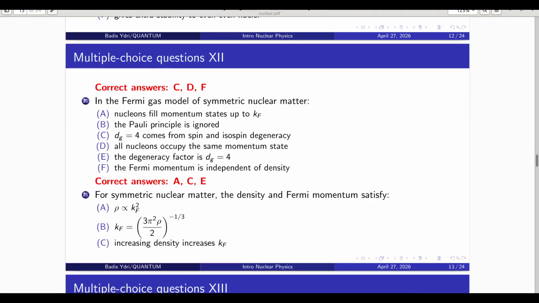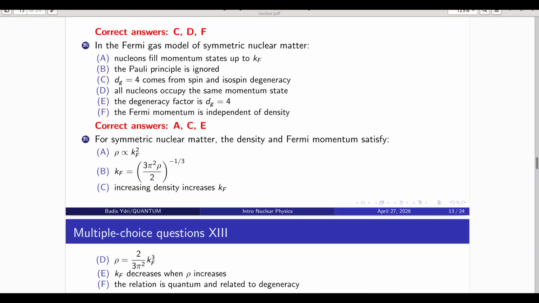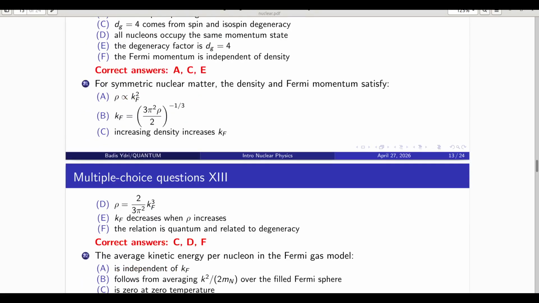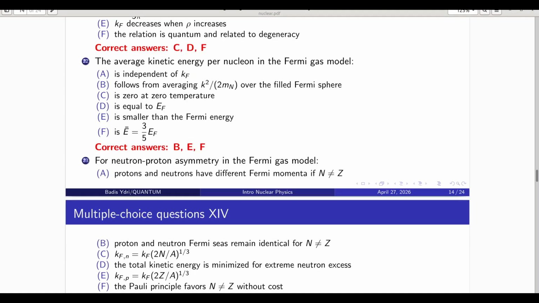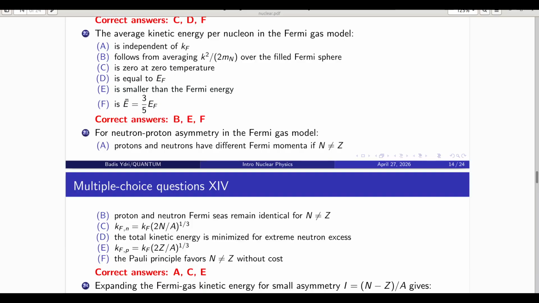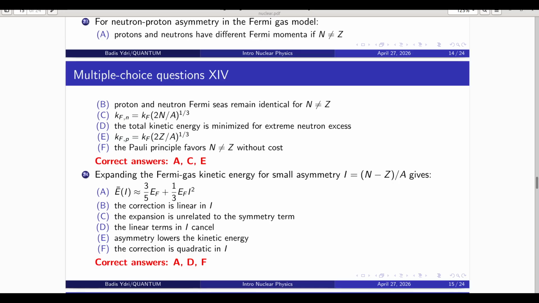Now, from a microscopic point of view, we use the Fermi gas model. Nucleons fill momentum states up to a maximum value. This is the Fermi momentum. Density determines this scale. Higher density means higher Fermi momentum. The average kinetic energy is smaller than the Fermi energy. It is proportional to it. If neutrons and protons are not equal, their Fermi levels separate. This naturally produces the symmetry energy.